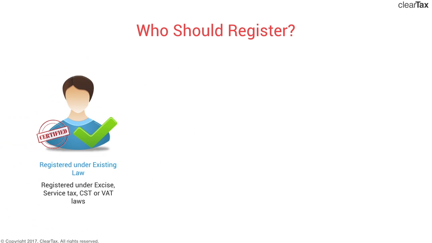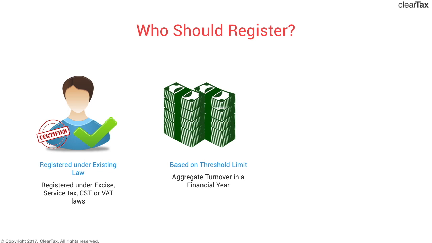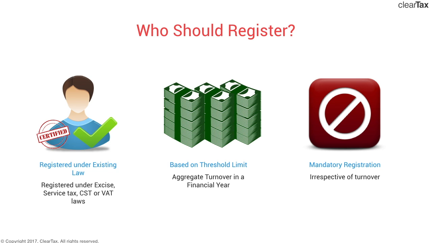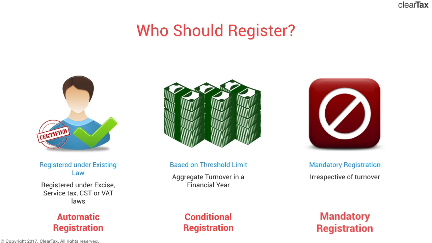The first is that they are all registered under existing law. That is, they are registered under the Excise Act, Service Tax Act, GST or VAT laws, the existing indirect tax structure. The second category is where it's based on a threshold limit of aggregate turnover in any financial year. And the third one is mandatory registration, irrespective of the threshold limit, whether they cross the limit or not. These people are supposed to register. So we can call these automatic registration, conditional registration, and mandatory registration.